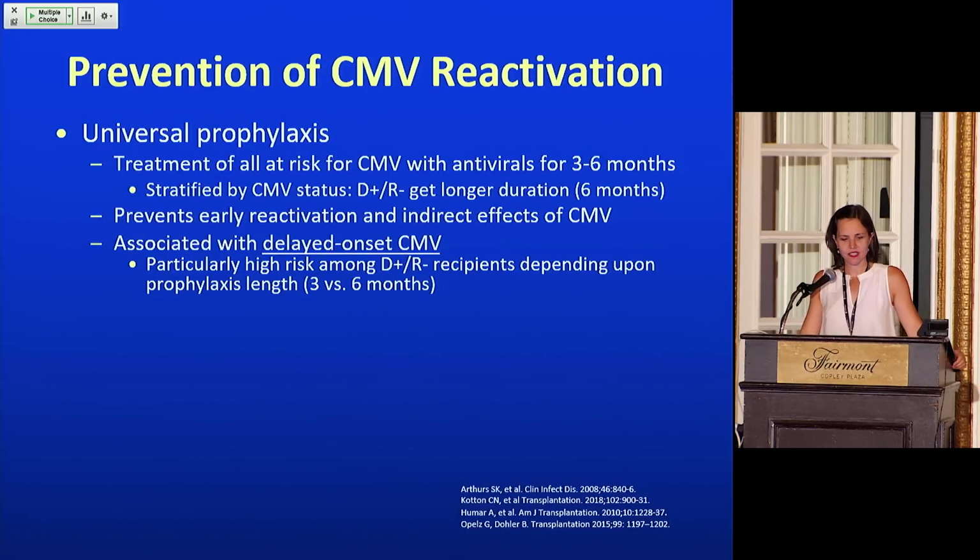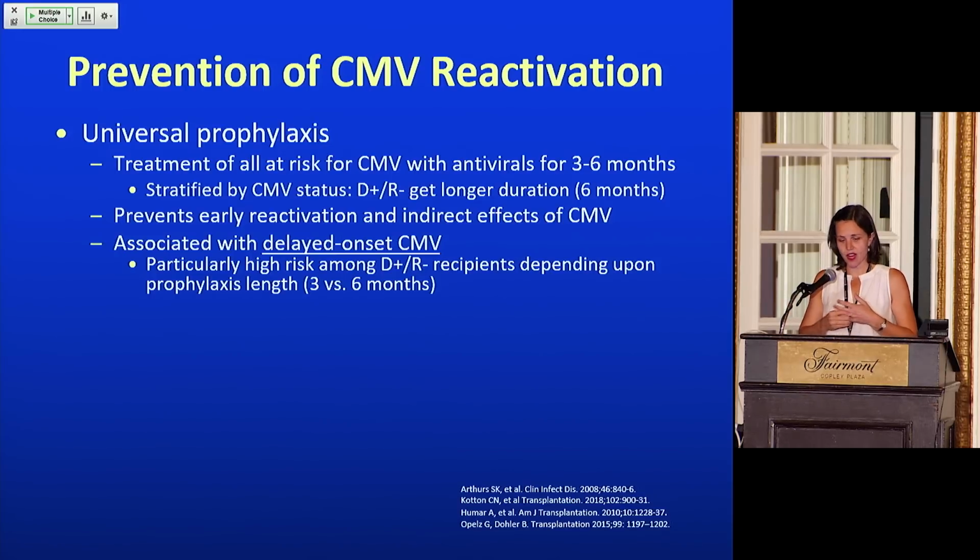So how do we prevent CMV? Universal prophylaxis is what most centers in the US use. You treat everybody who's at risk for CMV with antivirals for 3 to 6 months, and you often stratify them for duration based on whether they're D plus R minus or in the other category. D plus R minus typically gets 6 months and the others can get 3 months.